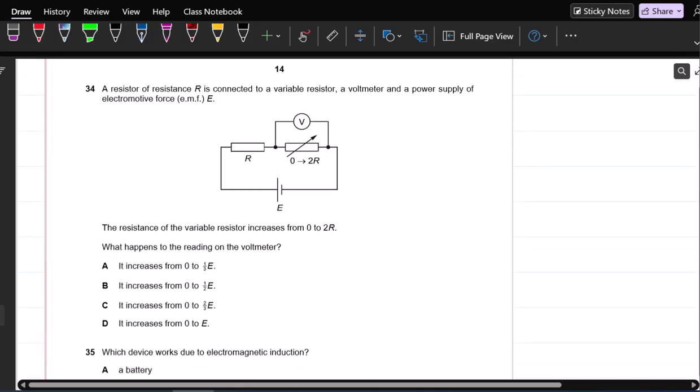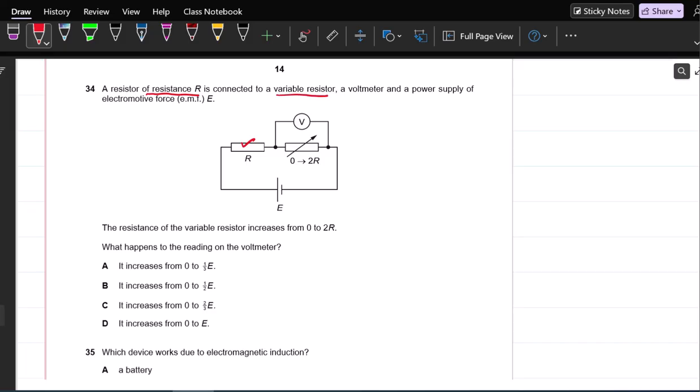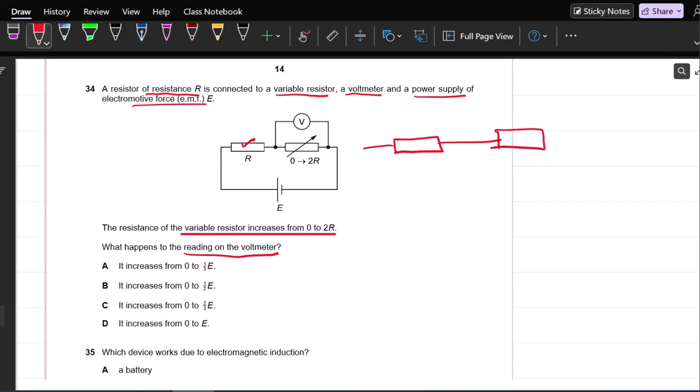Moving to question 34. A resistor of resistance R is connected to a variable resistor, a voltmeter and a power supply with EMF. The resistance of the variable resistor increases from 0 to 2R. What happens to the reading on the voltmeter? It would decrease. If you see here, in this way they are connected. Let's see what happens.